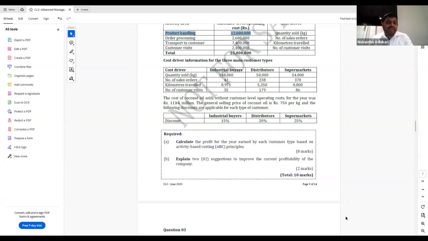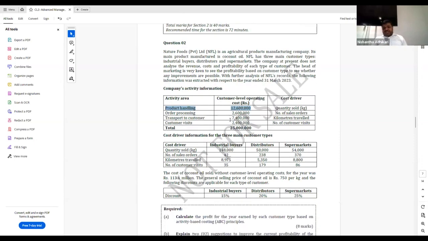Which type of customers are required? As an example, for supermarkets, we can do promotion and advertising, then you can increase the sales. Those are some strategies you can suggest. For distributors, you can offer some discounts. In a supermarket also, you can carry out some promotion. Likewise, for all three segments, you can suggest some strategies to increase the sales. They are asking only for two strategies.